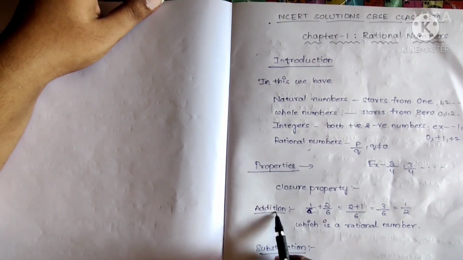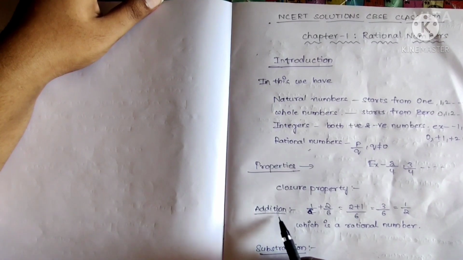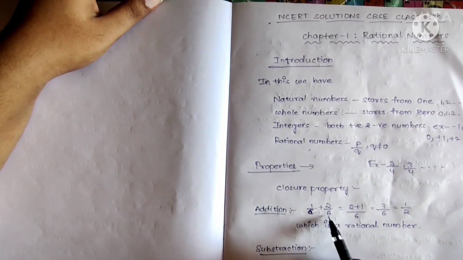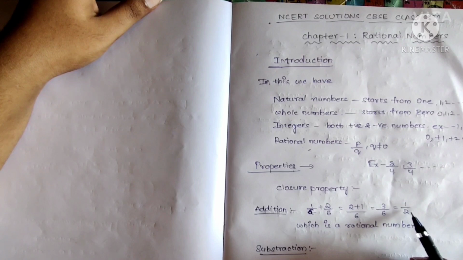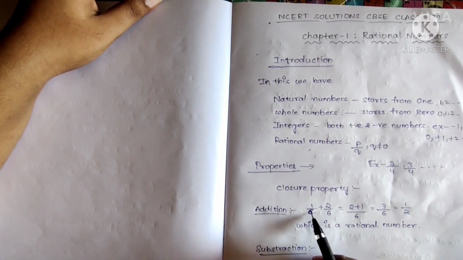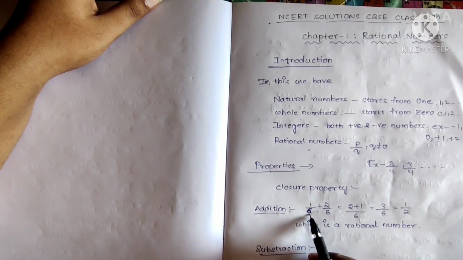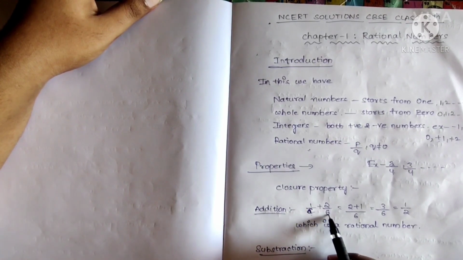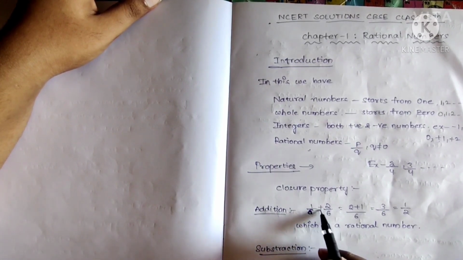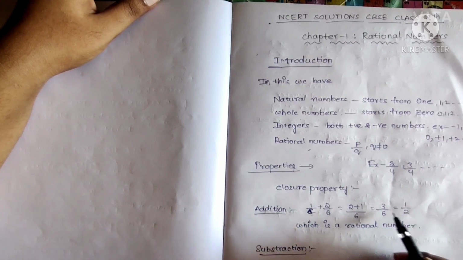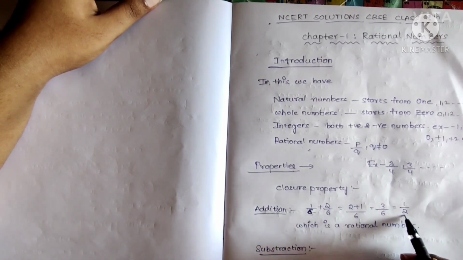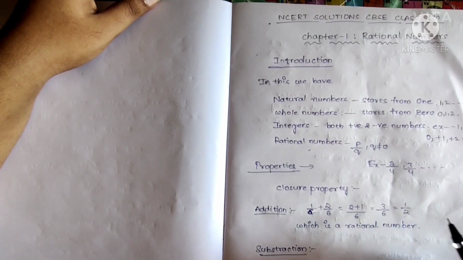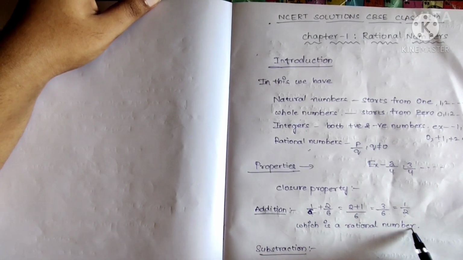Now under addition, when we add two rational numbers, then the resulting number should also be a rational number. Now let us see the example. 1 by 6 is a rational number and 2 by 6 is a rational number. When we add those two rational numbers, the resulting number will be 1 by 2, which is a rational number, and it is satisfied under addition.